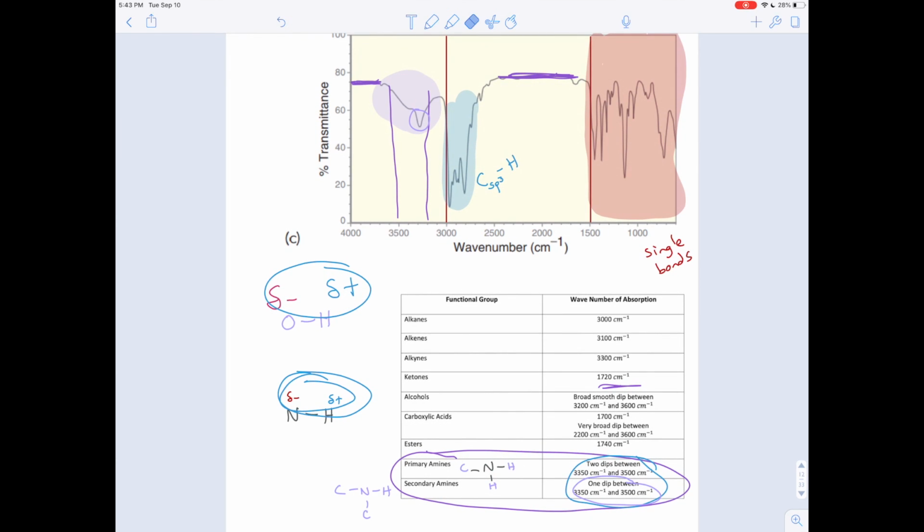Okay, so what we have here is not just any amine, it is specifically a secondary amine, because a secondary amine is the one that has just one dip. The primary amine would have two dips in this area.